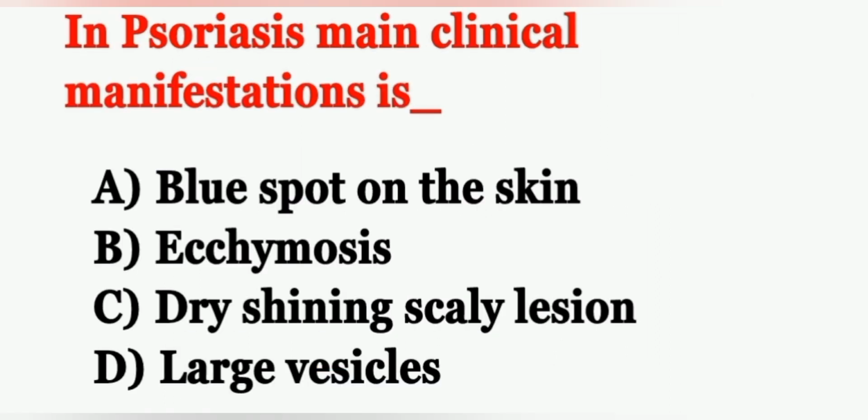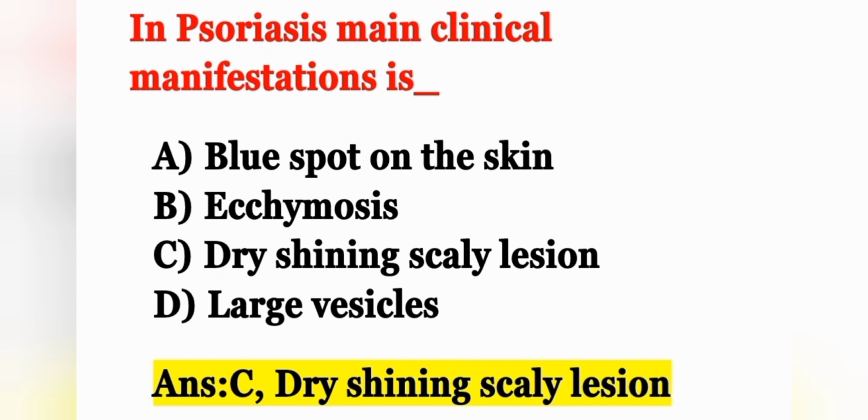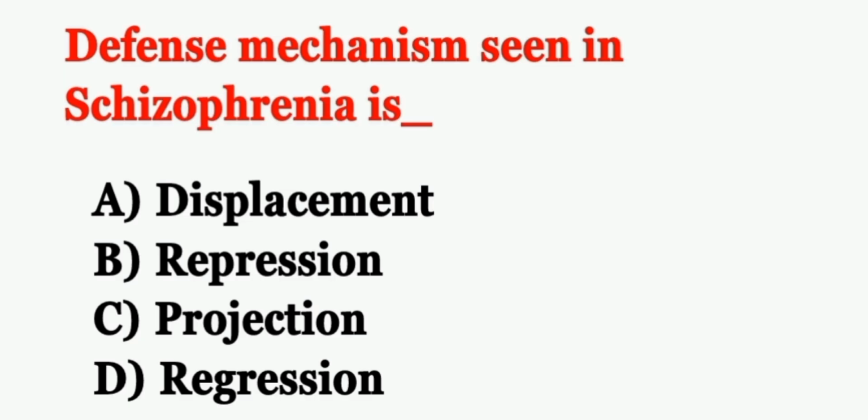The next question: in psoriasis, the main clinical manifestation is option A, blue spot on the skin; option B, ecchymosis; option C, dry shining scaly lesion; option D, large vesicles. The main clinical manifestation of psoriasis is dry shining scaly lesion. Option C is the correct answer. Move on to the next question.